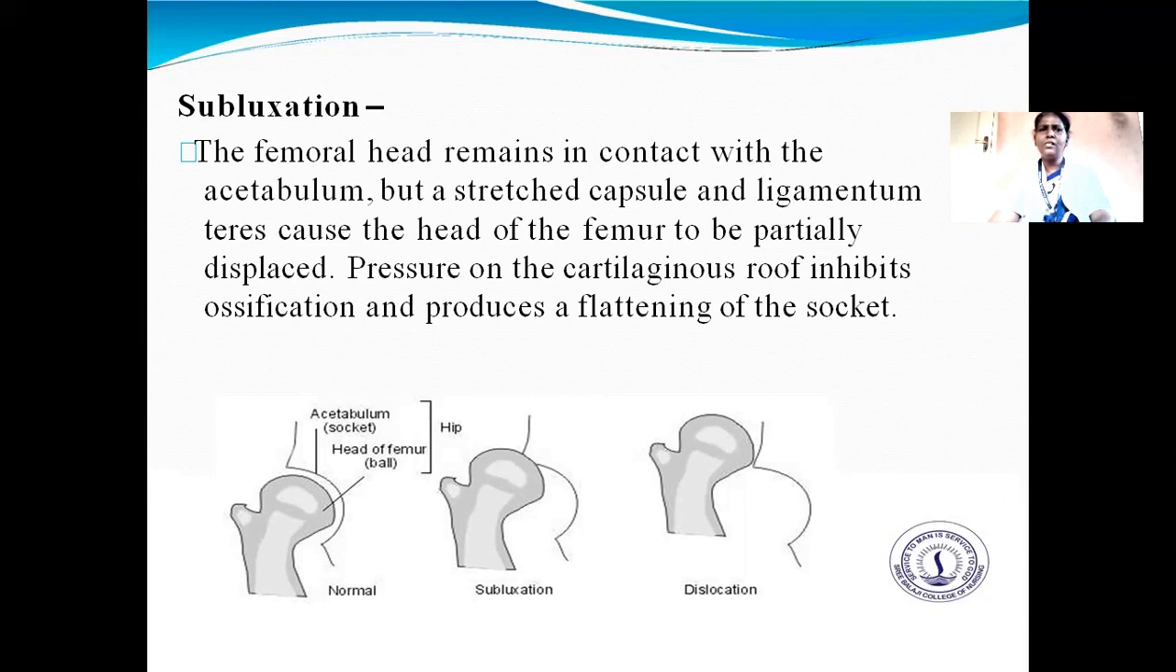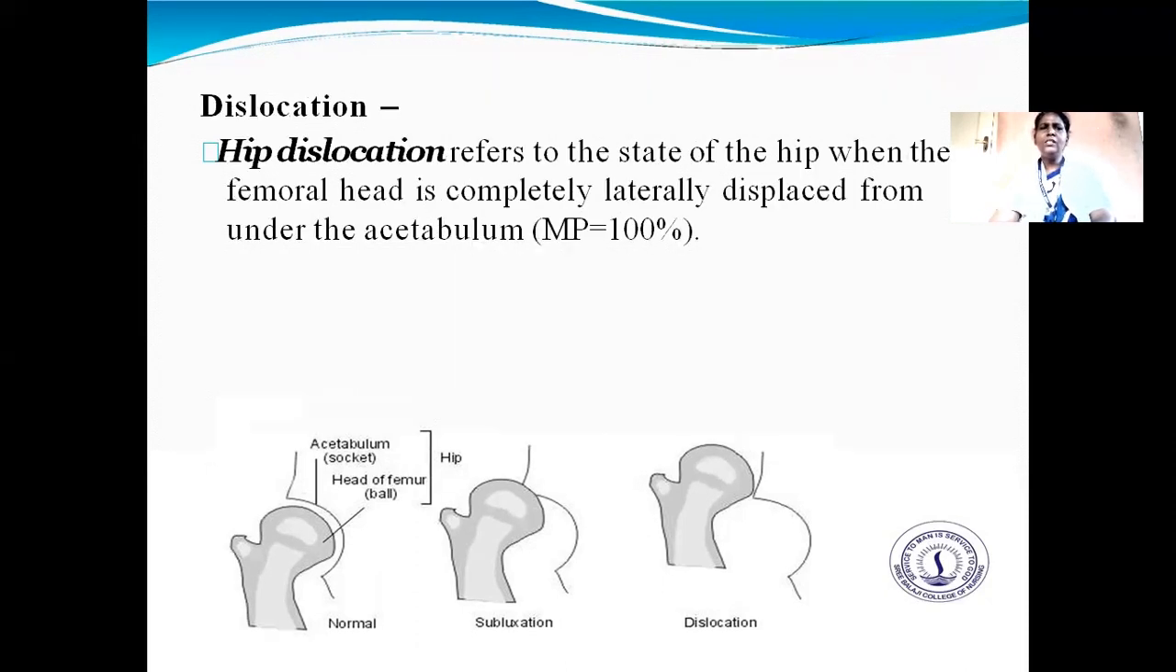Subluxation means the femoral head remains in contact with the acetabulum, but a stretched capsule and ligamentum tears cause the head of the femur to be partially displaced. Pressure on the cartilaginous roof inhibits ossification and produces a flattening of the socket. Next, the third degree is dislocation.